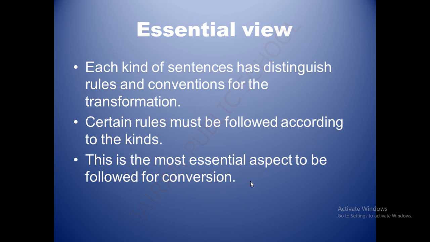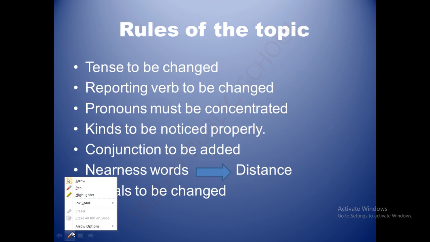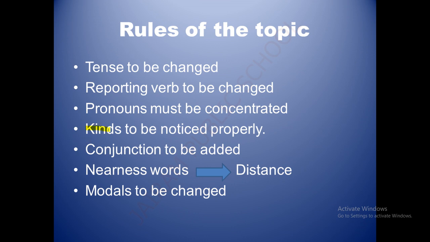And the fourth one, kinds to be noticed. This is a very, very important aspect which is to be noticed by you before the transformation. What is that? Kinds to be noticed properly. Unless you identify the kind, you will never identify the exact answer for the question which you are going to receive at the time of examination or whatever it may be. Clear? So kinds to be noticed. You need to identify what kind of sentence has been employed in direct speech. After identifying it, you ought to follow the rules of that particular kind and you will find the exact solution for that question. That is kinds to be noticed properly.